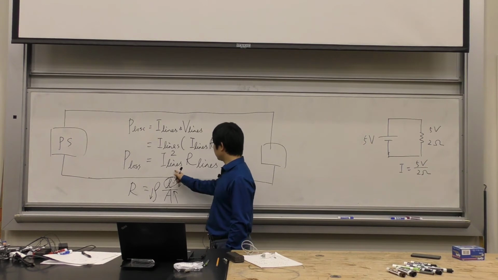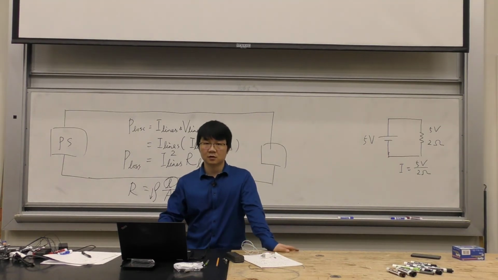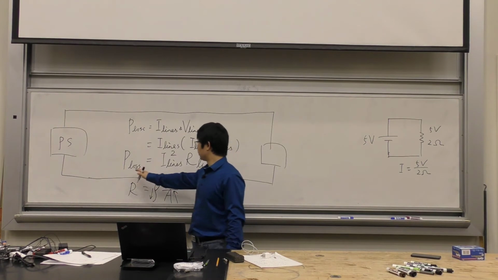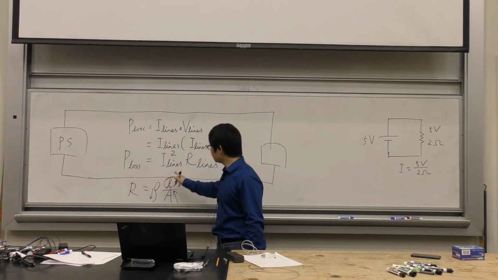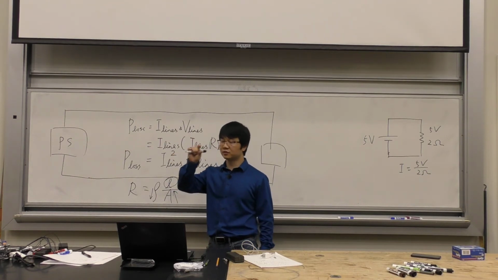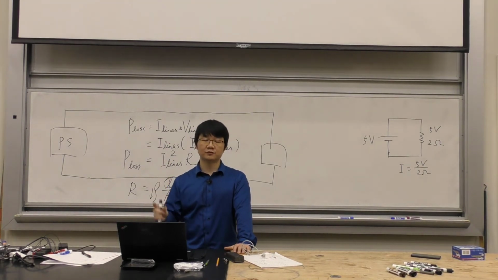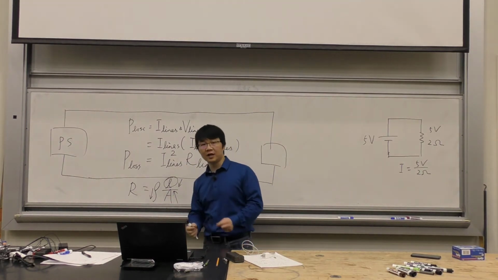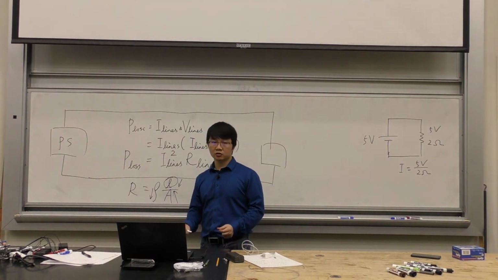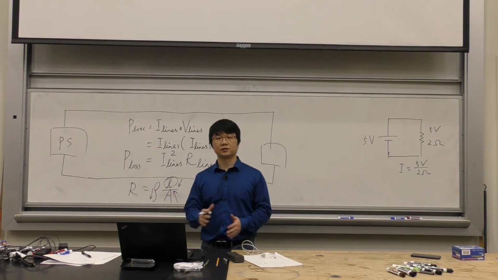Then that leaves us only with this one. If I can reduce the current on these power lines, I can reduce the power loss. And that is a good idea because you see that there's a square here. If I can reduce the current by a factor of 2, I actually reduce the energy loss by a factor of 4, which is good. If I reduce this by a factor of 10, I actually reduce the energy loss by a factor of 100. So that's very nice.